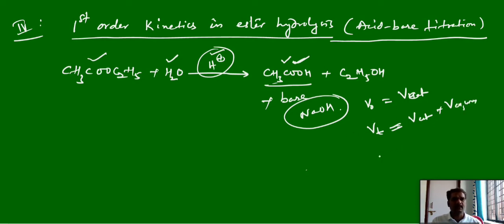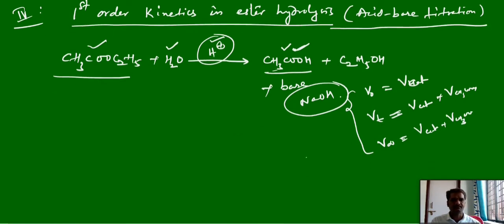Again at infinity time, all the ester will be consumed and we get complete acetic acid formation, and at that condition we have the acetic acid and still the catalyst will be present. So the volume of NaOH at infinity time should be equivalent to the volume of catalyst plus the volume of acetic acid at that infinity time. Now by using these values V0, Vt and V infinity, we can monitor the reaction. How, we will see clearly. This is some basic idea.